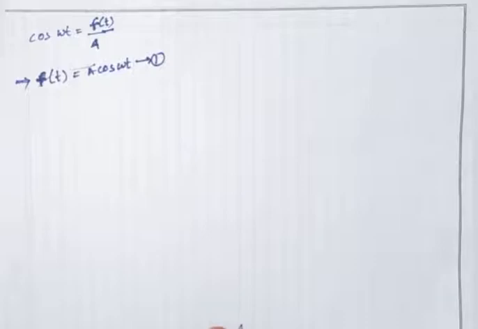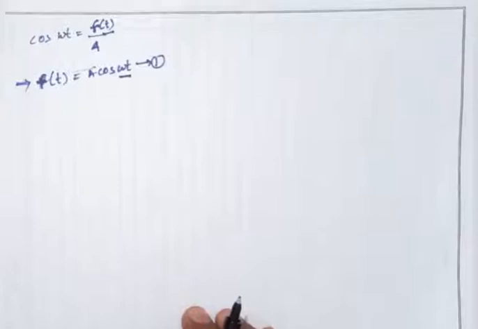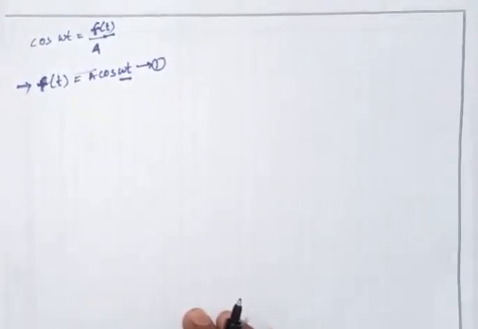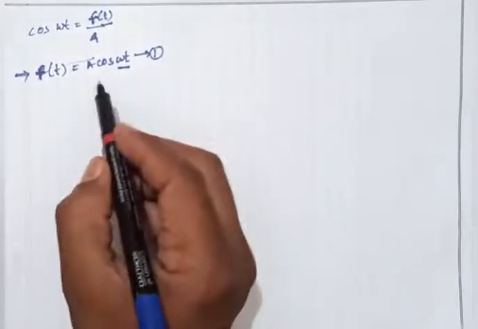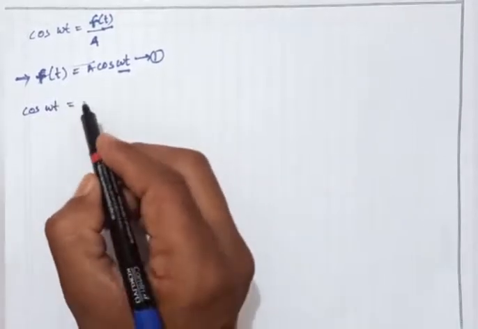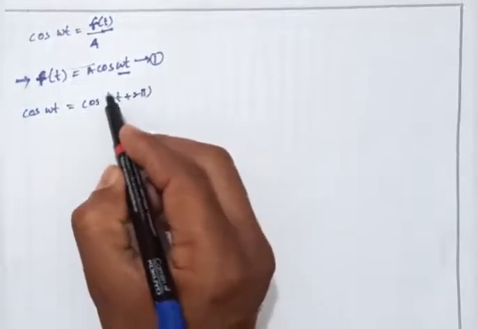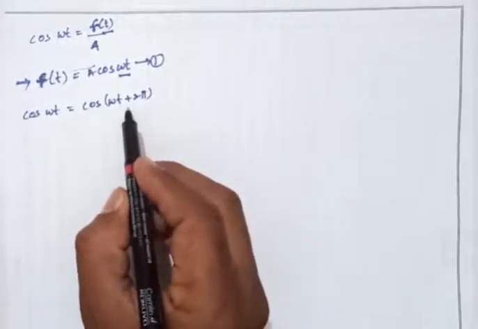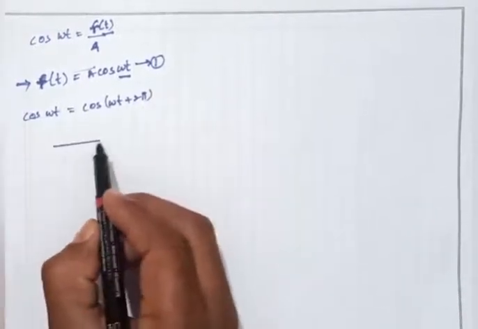Again, the angle omega t is the angular displacement. The angular displacement can be increased by multiples of 2 pi radians. For example, cos omega t is also written as cos of omega t plus 2 pi. It does not change. 2 pi equals 360 degrees, we know that.